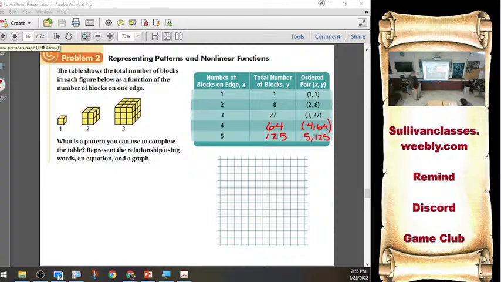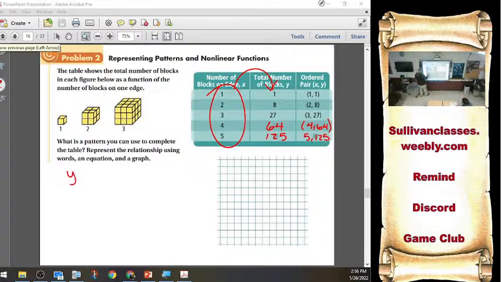Okay. What pattern can you use to complete the table? What are we doing every time? What am I doing to these numbers to get to these numbers? No. Cubing. Right? Squaring is when it's times itself. Cubed is when it's times itself and times itself again. 3 of them. So what pattern can you use?